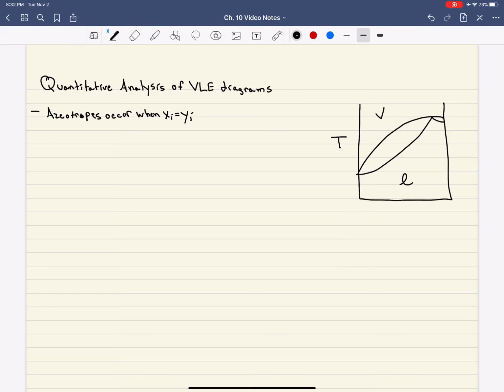In the previous video, I introduced you to the concept of azeotropes. An azeotrope occurs when, in a phase diagram, the liquid mole fraction of a species is equal to the vapor mole fraction. Okay? That's just one of the signs of having an azeotrope.